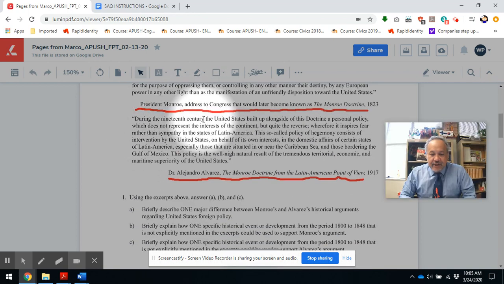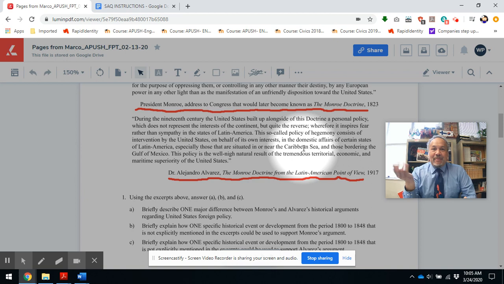During the 19th century, the U.S. built up alongside of this doctrine a policy which does not represent the interests of the continent. There you go, we've already figured this out. But quite the reverse, wherefore it inspires fear rather than sympathy in the states of Latin America. This so-called policy of hegemony, dominance, consists of intervention by the United States on behalf of its own interests in the domestic affairs of certain states of Latin America, especially those that are situated in or near the Caribbean Sea.